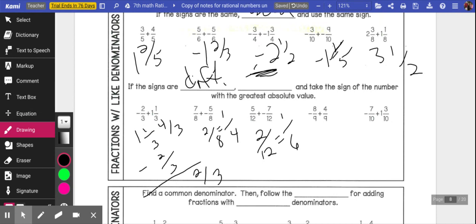Next one, we do 4/9. Oh, and I need to scoot back to that one because, see, I even forgot. Sign of the bigger number. And this one, sign of the bigger number.